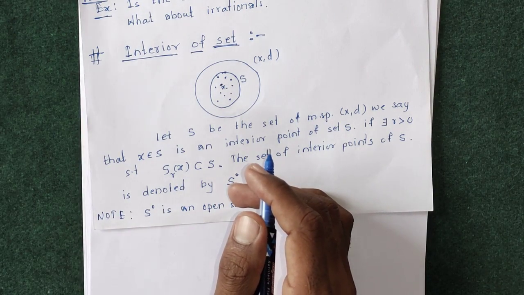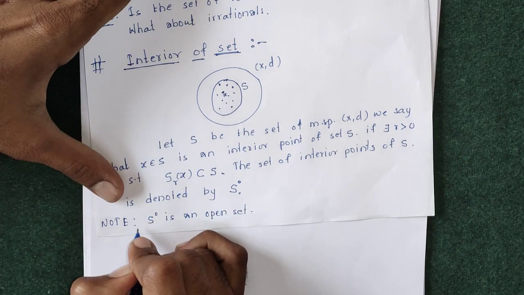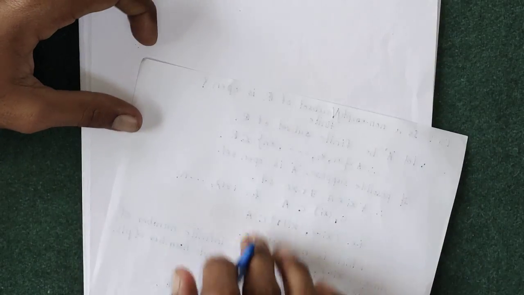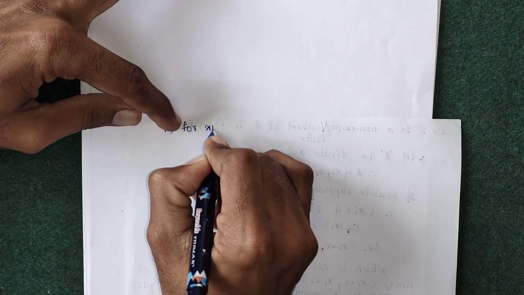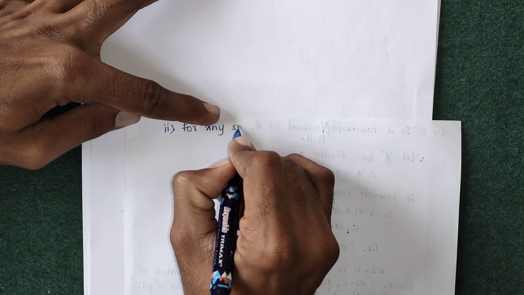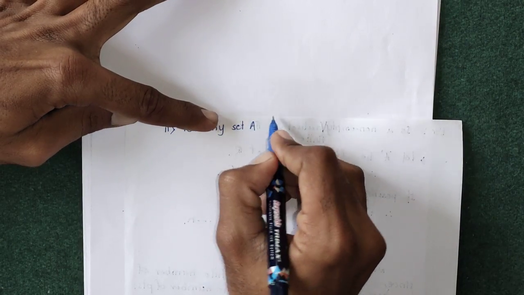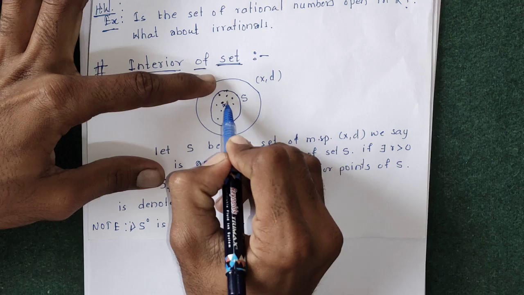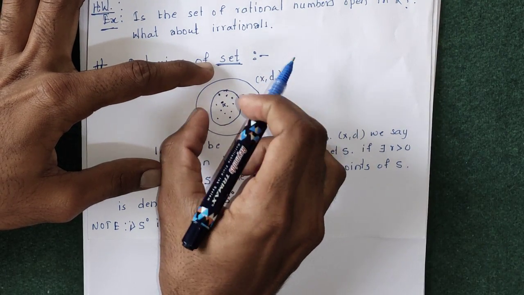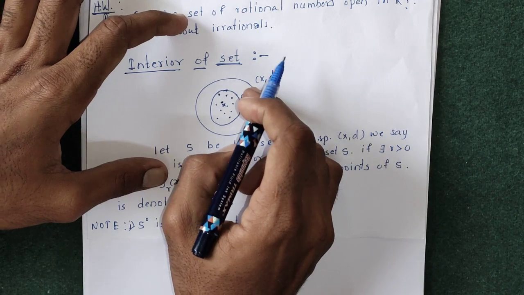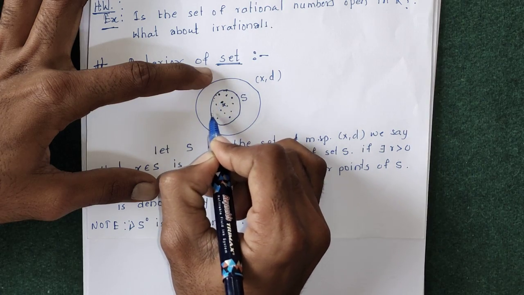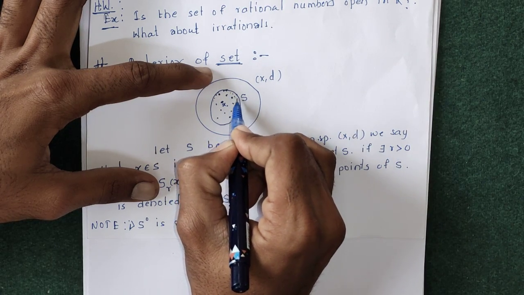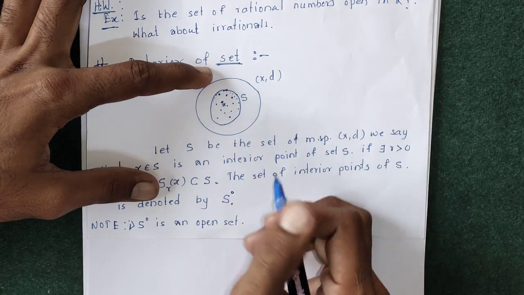Now next we will take one example. Suppose this is the first note, we will write the second note. Second note: for any subset A of a metric space (X, d), the interior of A. Suppose this was our whole set S, and the interior of S means just excluding the boundary points, the remaining interior points are the set of interior points of S. So the interior of S is this set, which we get by just subtracting the boundary from S.